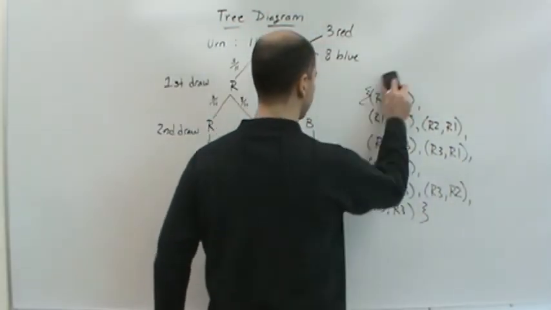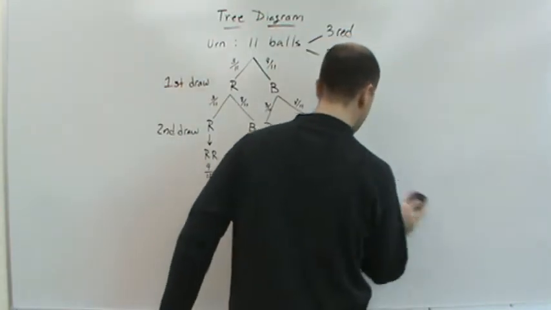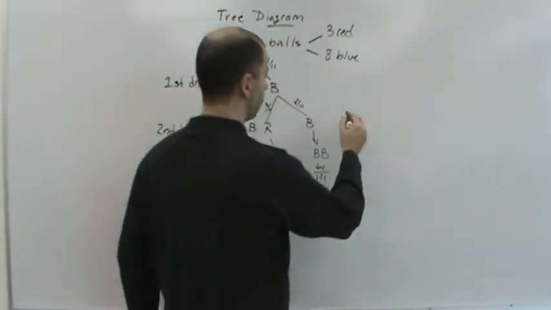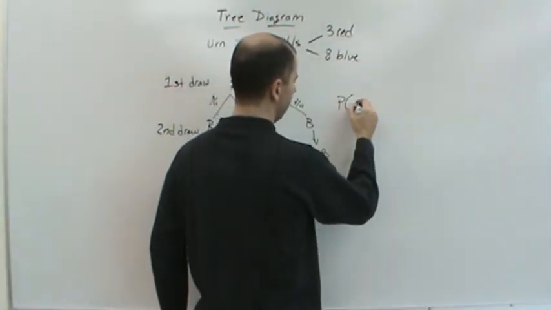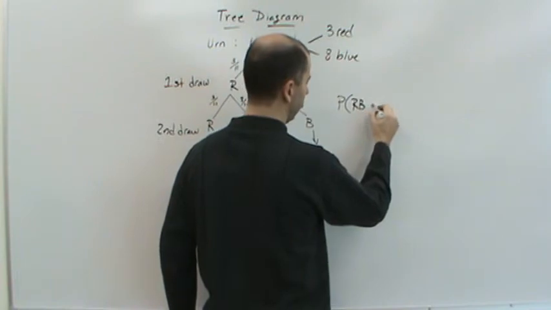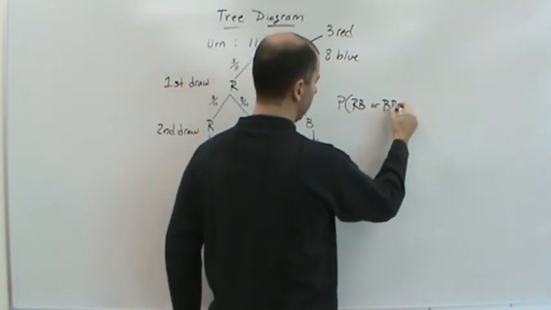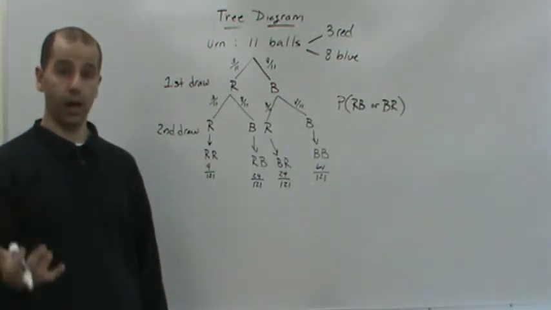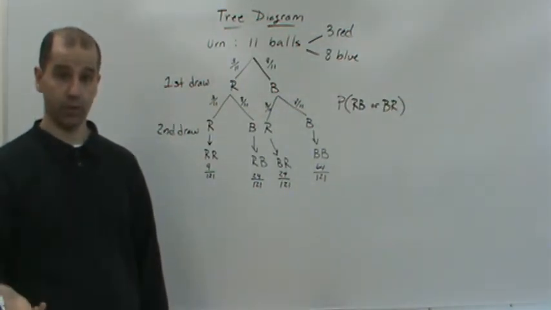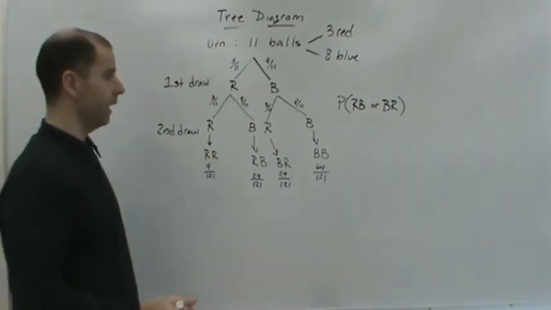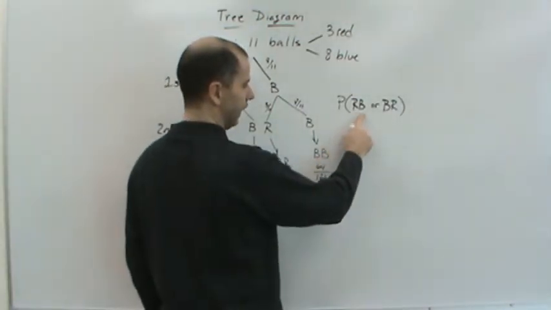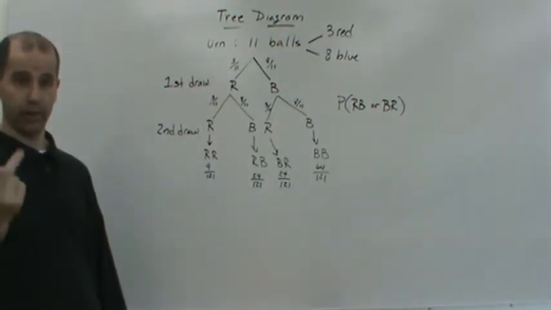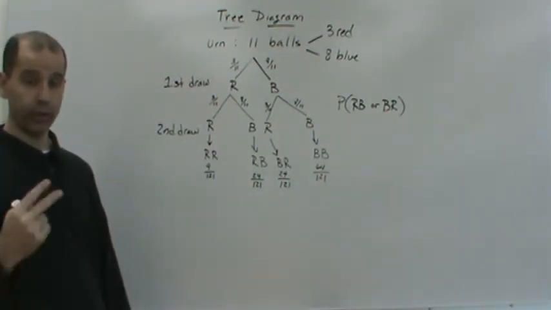Ah, okay, so let's get rid of this. And so how would we do that one? So we want the probability of RB or BR. Well, the question is it's or, right? So we want to ask ourselves, are those events mutually exclusive? Can they happen at the same time? Can we get RB and BR at the same time on one trial of the experiment? And the answer is no. We can only get one or the other.